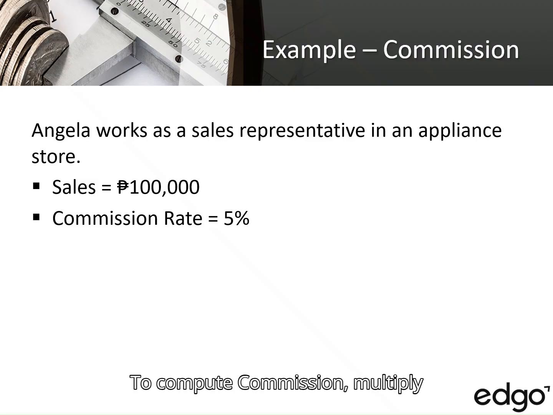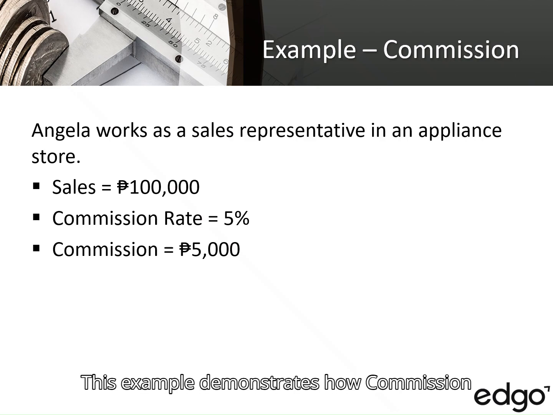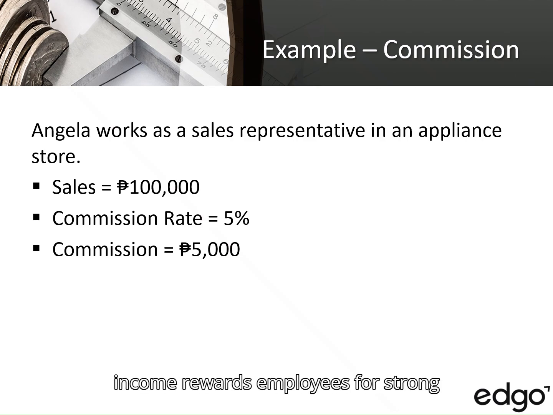To compute commission, multiply 100,000 by 5% or 0.05. The result is 5,000 pesos. Therefore, Angela earned 5,000 pesos in commission. Let us think about this situation. What would happen if Angela sold 200,000 pesos worth of appliances instead? Her commission would increase because commission earnings depend on sales. This example demonstrates how commission income rewards employees for strong performance.